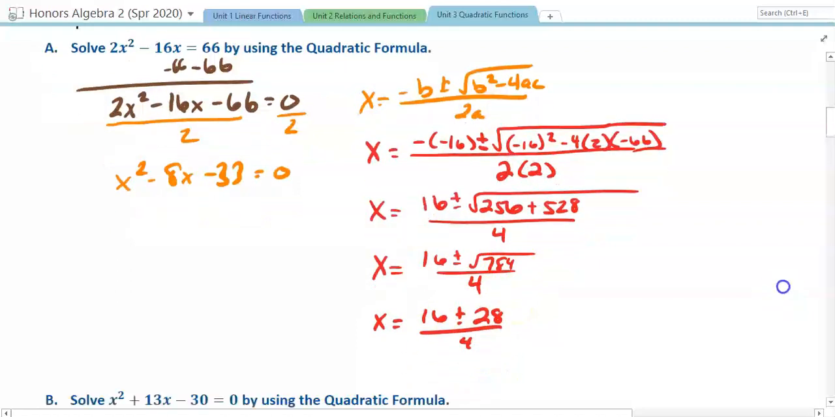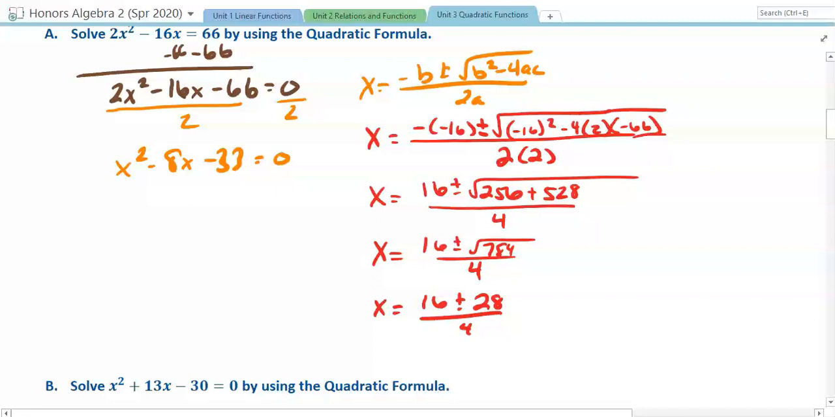All divided by 4. And so, as we talked about previously, when we have this plus or minus, I'm going to get two separate solutions. And so 16 plus 28 is 44 over the 4. Or I'm going to get the 16 minus the 28, and that's going to give me negative 12 over 4. And so my two solutions are 11 or negative 3. And so we see here, again, we've plugged in our a, b, and c all the way through and simplified down using order of operations to get to my two separate solutions.